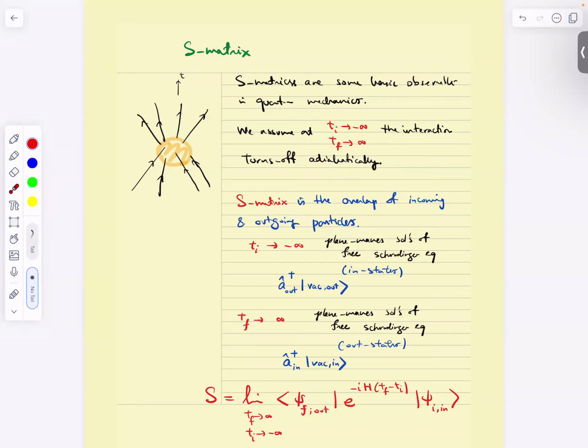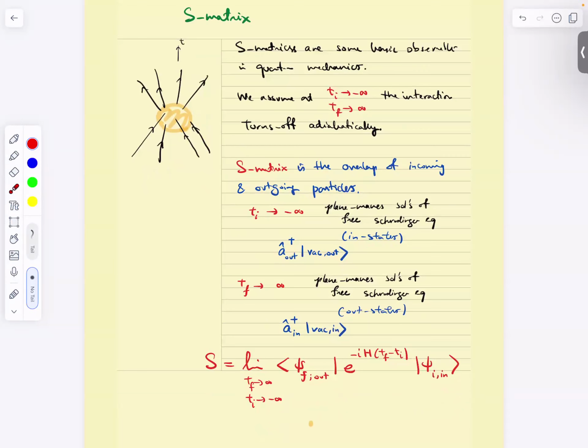So we say we adiabatically turn off the interaction, adiabatically so that the wave functions evolve slowly, or you could have the WKB. Right? So this is sensible. These pictures are WKB kind of pictures, right? Now, what is the S matrix? The S matrix is the overlap of incoming and outgoing particles. It's the overlap of this wave function and what comes out, which is those two.